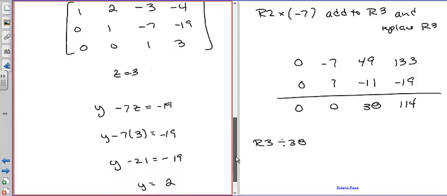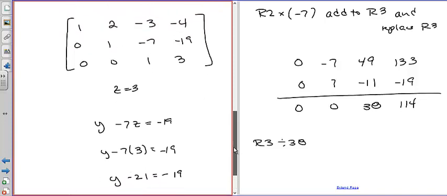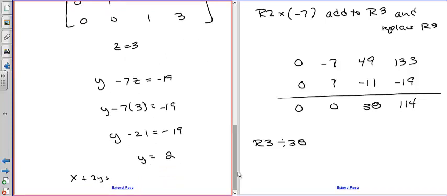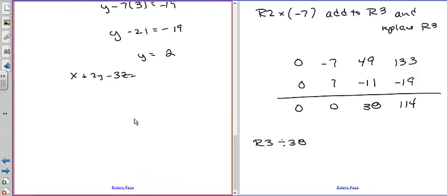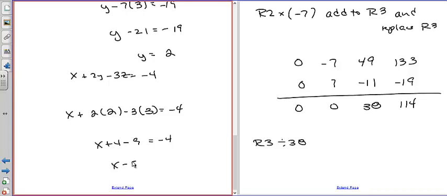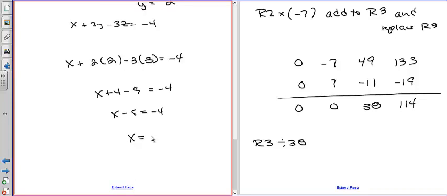And then finally go back to the original first equation. So you get x plus 2y minus 3z is equal to negative 4. So I know what y and z are. y is 2 and z is 3. So now I can solve for x. So you get x plus 4 minus 9 equals negative 4. X minus 5 equals negative 4. Add 5 to both sides, so you get x is equal to positive 1. So my solution is x equals 1, y equals 2, z equals 3. And that's the correct solution.